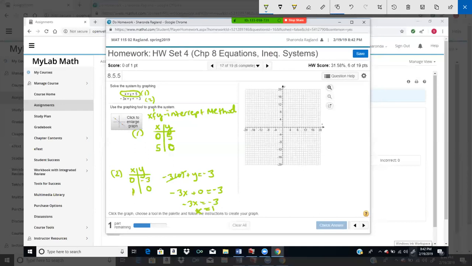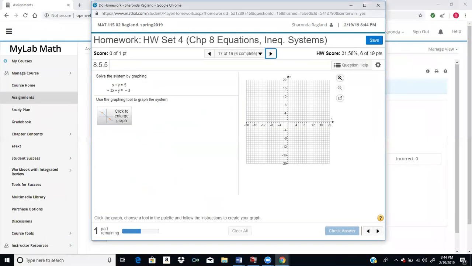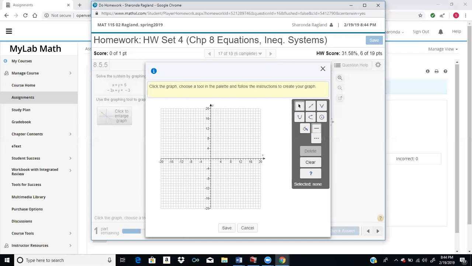And so again, now you know how to graph it. Let me write this down. We got (0, 5) and (5, 0), and then (0, negative 3) and (1, 0). So let me take this, and we're going to use the graphing tool.